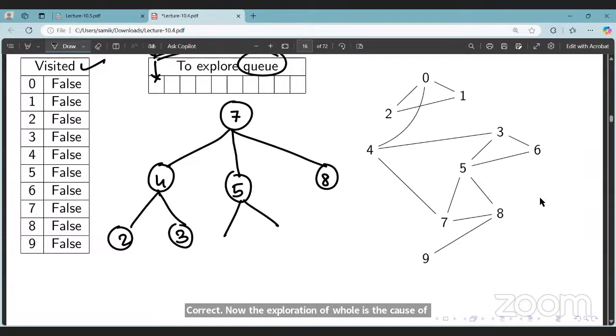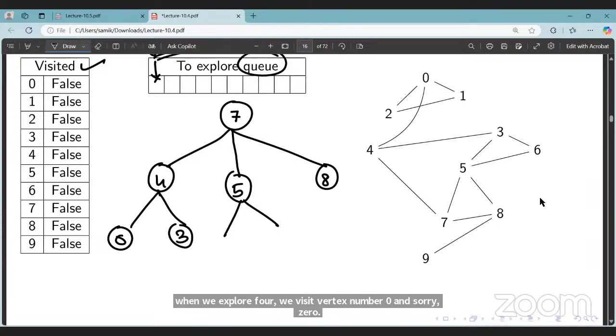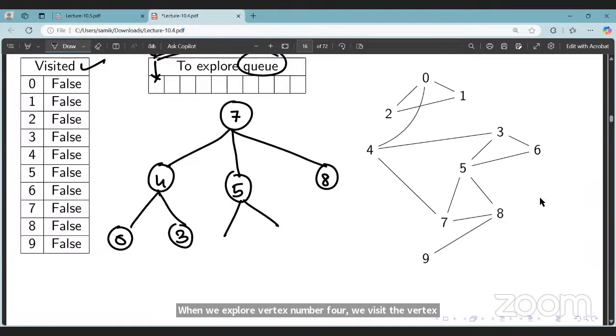When we explore vertex number 4, we visit vertex numbers 0 and 3. When we explore vertex number 5, we visit vertex number 3, but 3 has already been visited. We visit only one vertex, that will be 6. So there is only one vertex, that is 6.